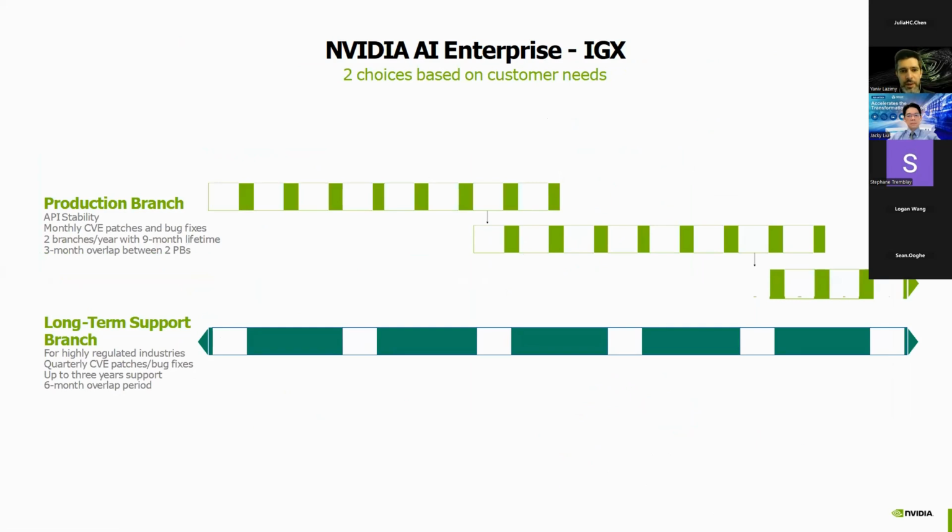Again, NVIDIA AI Enterprise has a production branch that's updated regularly, and then a long-term support branch that has an overlap period of 6 months and then runs for 10 years. So you can get on the train at different stops, and then you're good. Whatever you go to market with is good for 10 years.